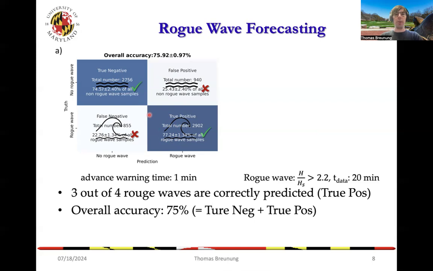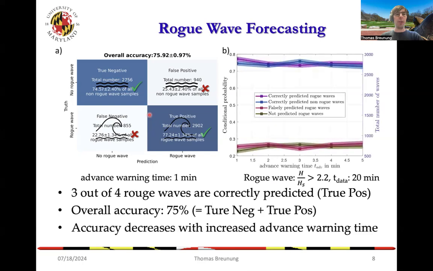In practice, one tries, of course, to extend this advance warning time. So this is an advance warning time of 1 minute. And if we try to extend it, the accuracy drops, as expected, because a longer forecasting horizon is generally more challenging to forecast. The accuracy drops from about 75% to 70% within 5 minutes.